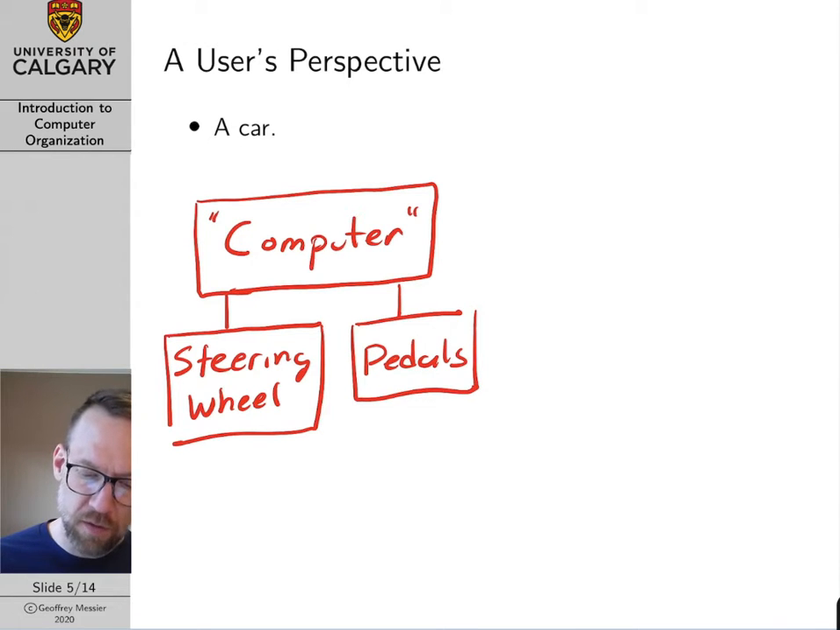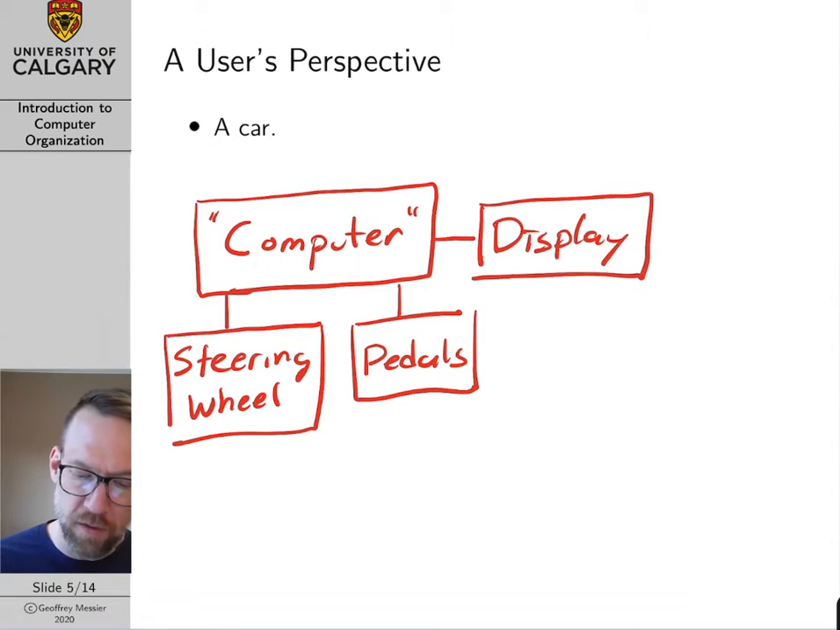And it would give us information through various display devices. These could be the gauges, they could be the kind of flat screen display that you see in most cars these days, and it could be things like warning lights or alarms.